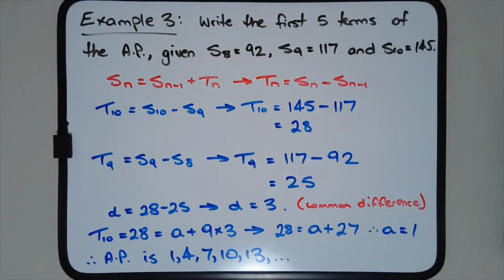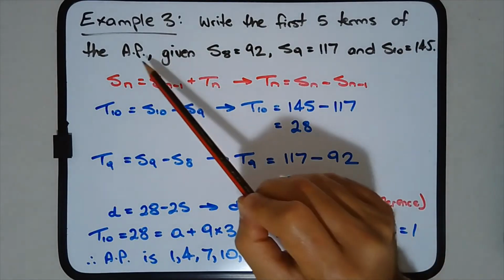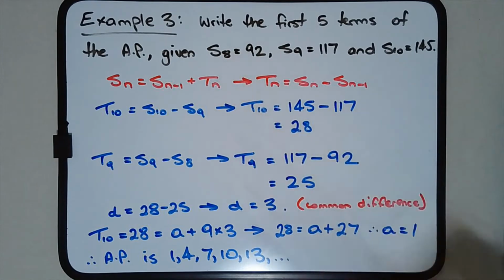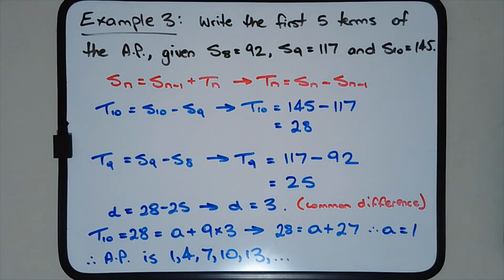Example 3. Write the first 5 terms of the arithmetic progression given S8 equals 92, S9 equals 117, and S10 equals 145. Now S8, S9, and S10 represent partial sums of this arithmetic progression. S8 represents the sum of the first 8 terms, S9 represents the sum of the first 9 terms, and S10 represents the sum of the first 10 terms.